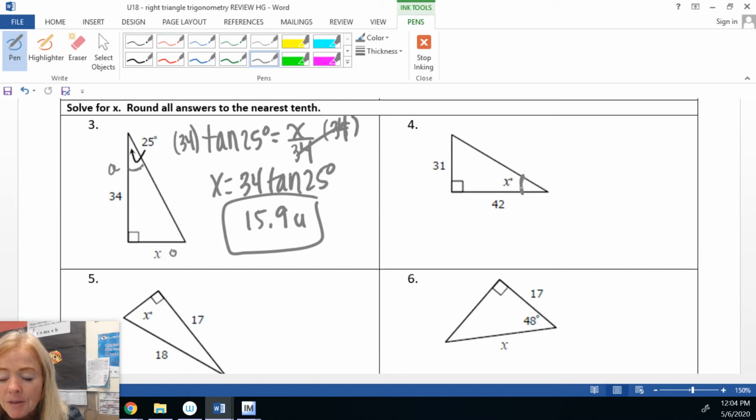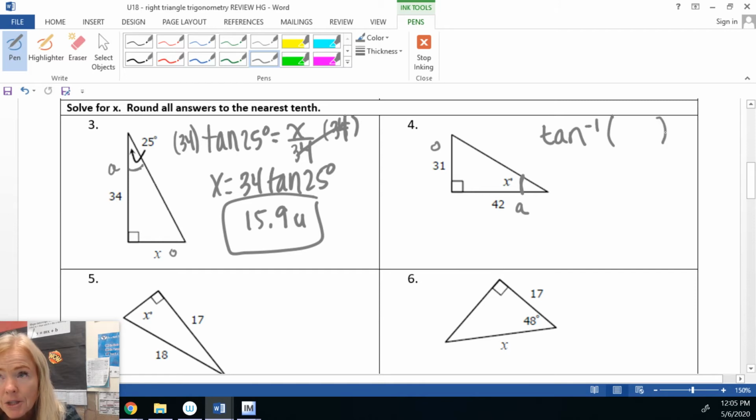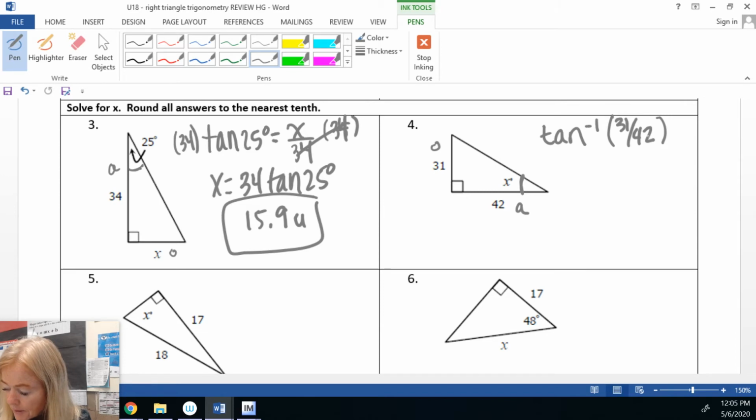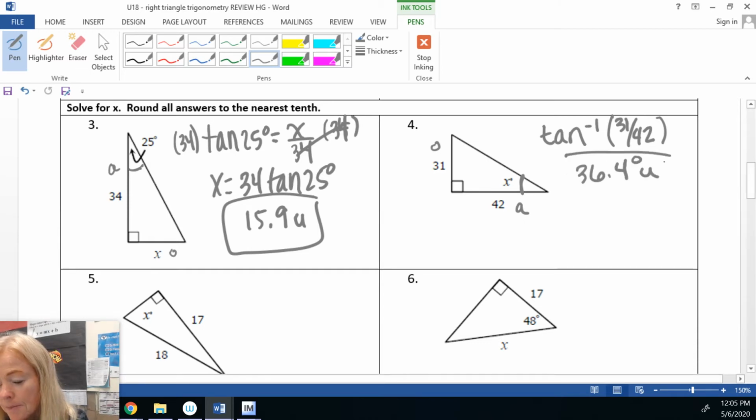All right, so on number 4, again, we label, so opposite and adjacent. We figure out the trig function, O and A is tangent. We write tangent inverse because we are looking for an angle here. And then we write our ratio of opposite to adjacent, which is 31 over 42. Then we place that in the calculator. Second, tan, 31 divide 42, and that's 36.4 degrees.